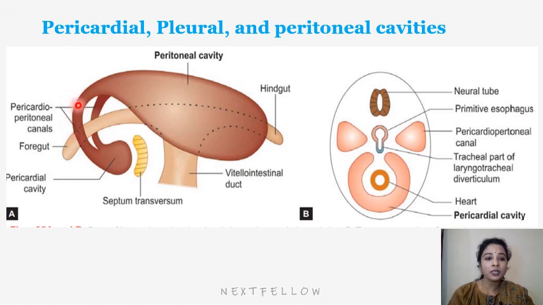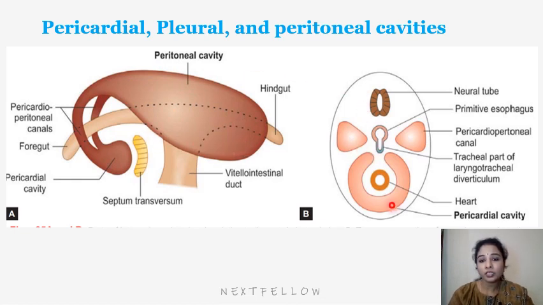So we can see the pericardio-peritoneal canals here. This is the septum transversum. Initially it is at the cranial end. We can see the pericardial cavity developing with the septum transversum. Septum transversum forms the fibrous pericardium, and the pericardial cavity forms the visceral and the parietal layer of serous pericardium. And the pericardio-peritoneal canals communicate between the pericardial cavity and the peritoneum. So this is the basic idea.